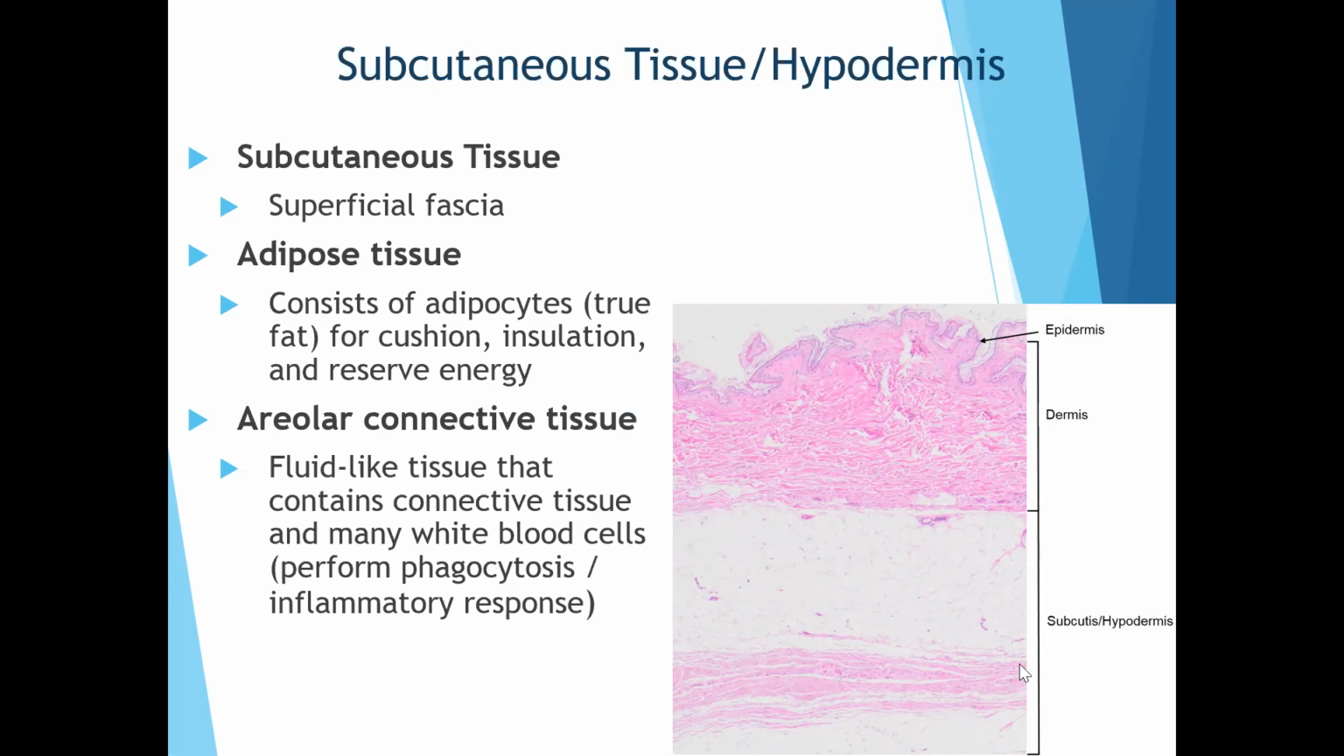And then down here, where it's a little bit of this pinkish stuff, is areolar connective tissue. It's kind of fluid-like. It's not as defined as the adipose tissue, but it has connective tissue and a whole bunch of white blood cells. So this is kind of where some of our materials are stored, and then they can pop up this way when needed for things such as an immune response or an inflammatory response.